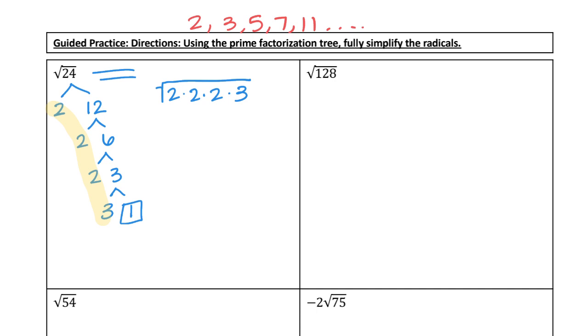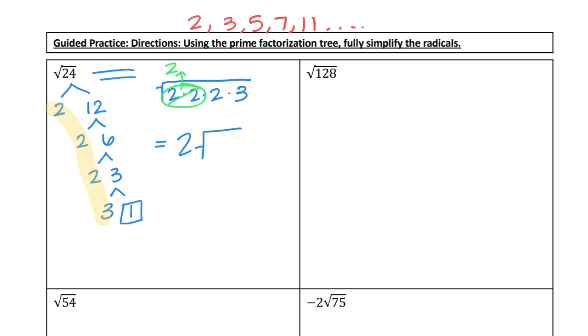So now, to simplify this, we look for a pair of prime factors. Underneath the square root, we'll see that there is a pair of 2's right here. When there is a pair, one of them comes out of the radical, and we don't worry about it anymore. That's our only pair. So when we rewrite this expression, we're going to bring the 2 outside of the square root.